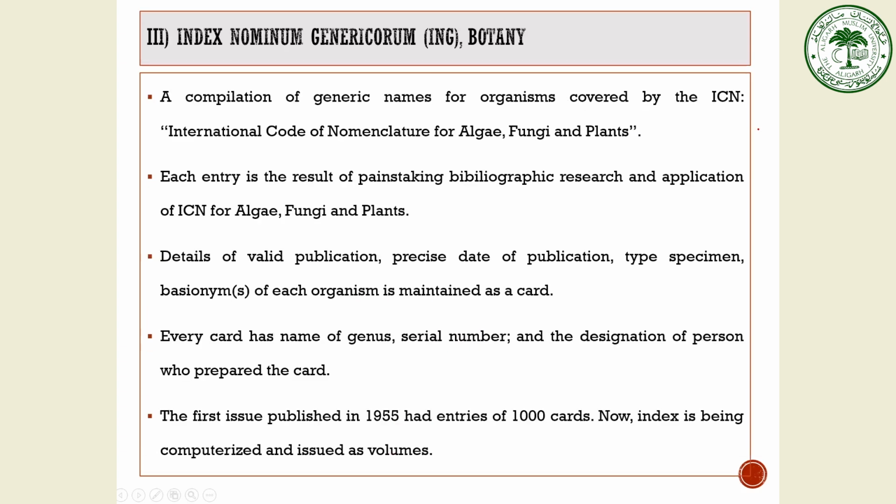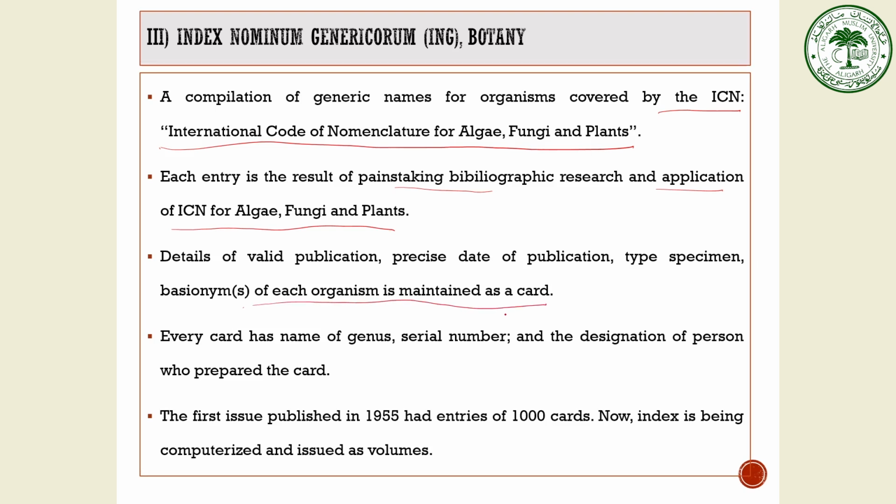Then the next one is the Index Nominum Genericorum, that is the ING, in botany. It is a compilation of generic names of organisms covered by the ICN. You can see ICN, that is the International Code of Nomenclature for Algae, Fungi and Plants. Each entry results from bibliographic research and application of the ICN. The details of valid publication, precise date of publication, and type specimen of each organism are maintained as a card in this particular ING.